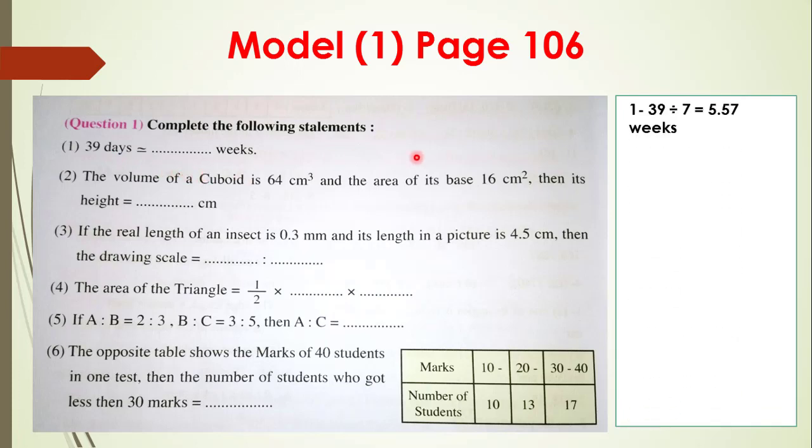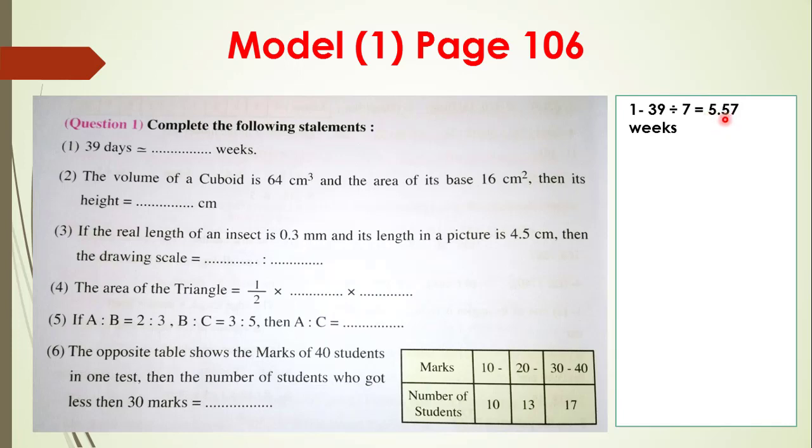So I'll divide 39 by 7. The result will be 5.57. Now I want to approximate this number to the nearest unit. The unit here is 5. So as we studied before in primary 5, look at the number on the right. Here we have 5, so I'll add 1 to the unit. So 5.57 is approximately equal to 6.